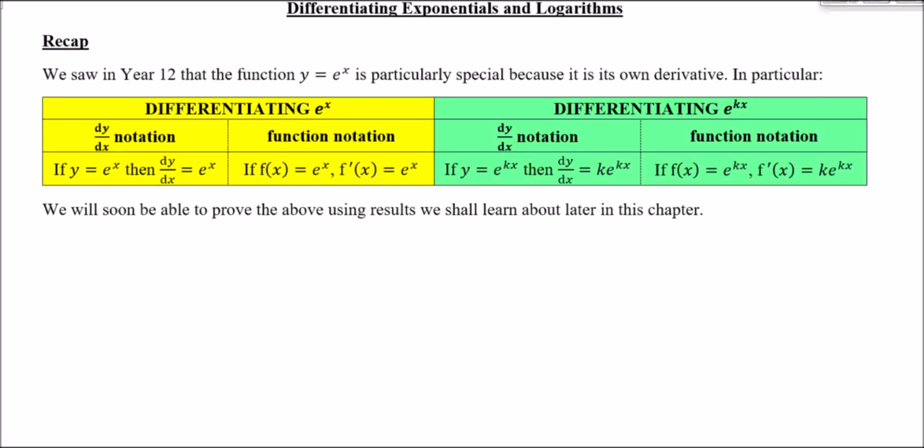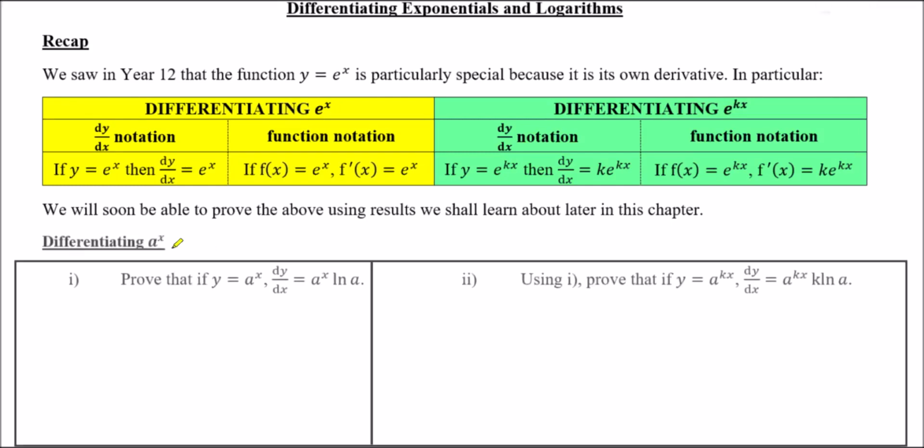Now we need to prove a crucial result, so differentiating a to the x. The first thing we need to do is prove that if y equals a to the x, dy by dx equals a to the x ln a. And we've got free permission to use these standard results above. So if y equals a to the x, then what we can do first of all is just simply rewrite this in a different format. So I'm going to write the same thing first of all, and then write it in a different format.